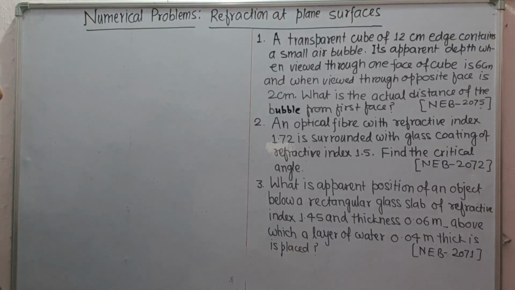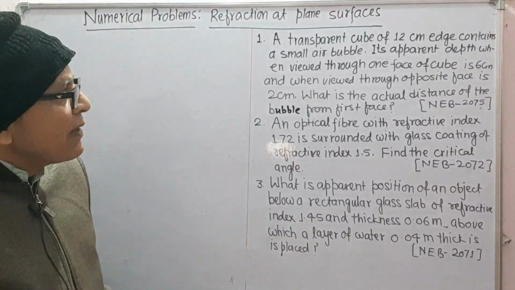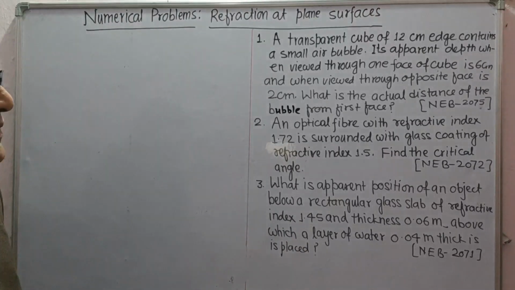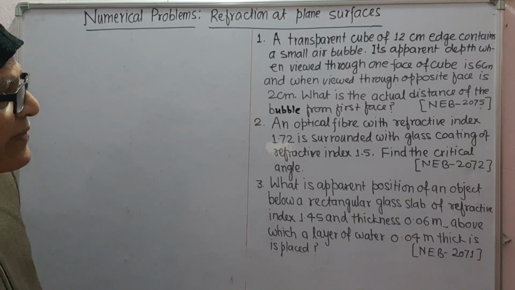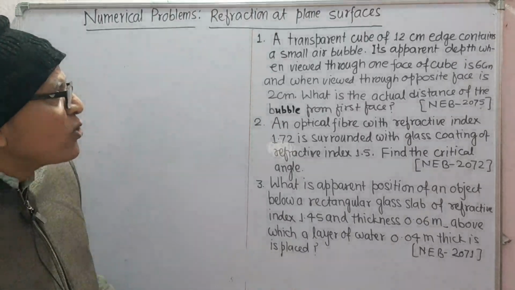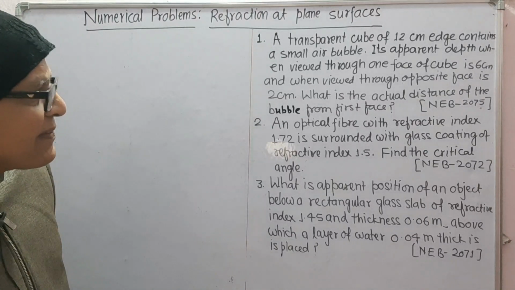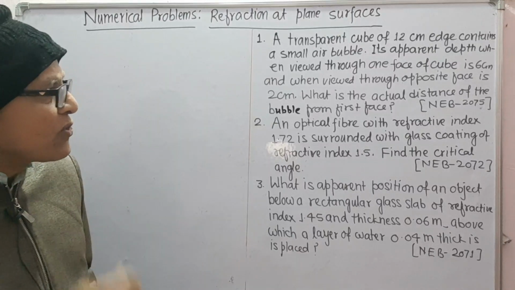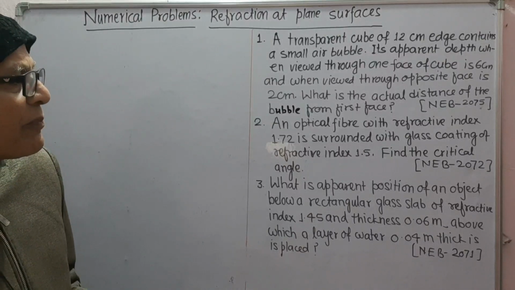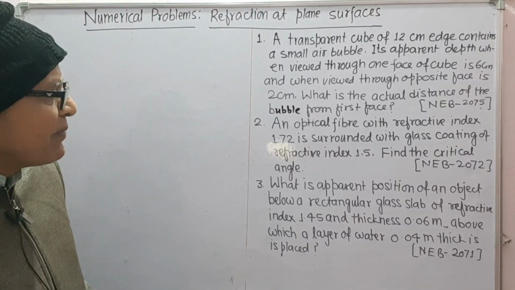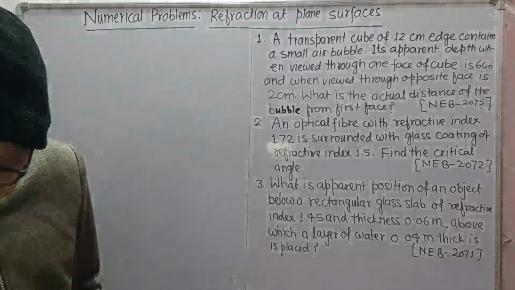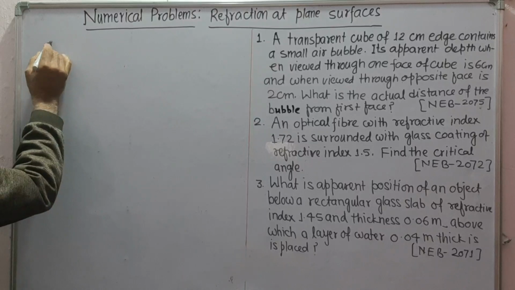First question is, a transparent cube of 12 centimeter edge contains a small air bubble. Its apparent depth when viewed through one face is 6 centimeter and when viewed through the opposite face is 2 centimeter. What is the actual distance of the bubble from the first face? Solution to question 1.